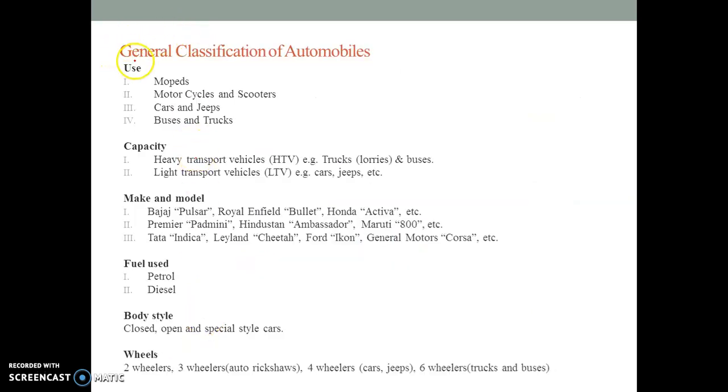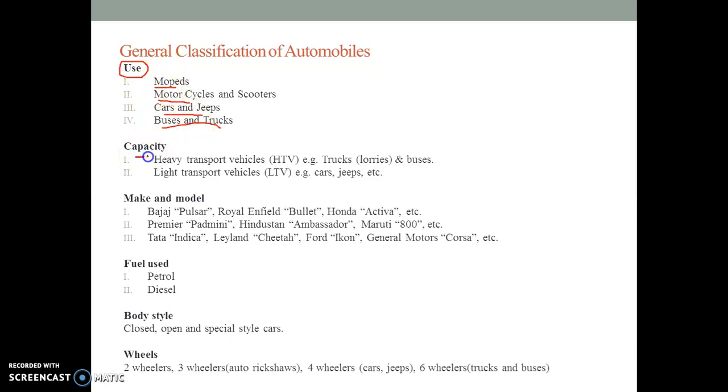As our first objective is to classify automobiles, we have different points according to which we'll cover the classification. First point is the use. According to use, automobiles can be classified as mopeds, motorcycles and scooters, then cars and jeeps, and buses and trucks. A limited number of people can use mopeds and motorcycles, and the number of people increases in the case of cars and jeeps, then buses and trucks. So there are different types of uses.